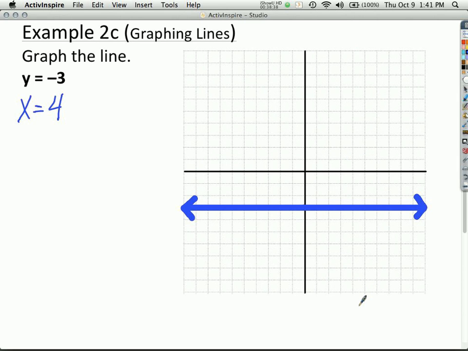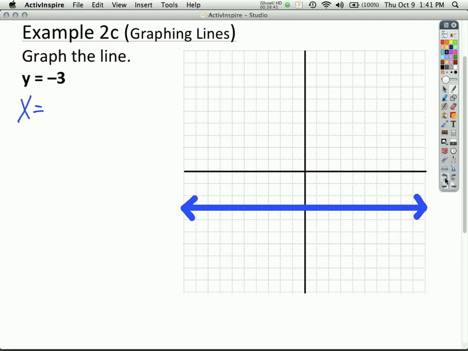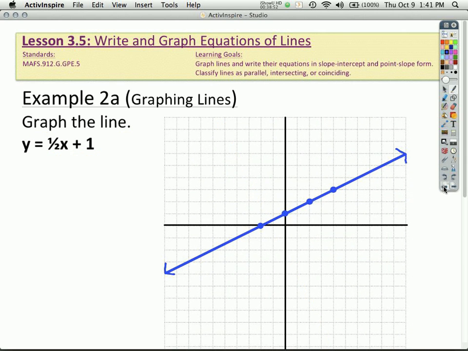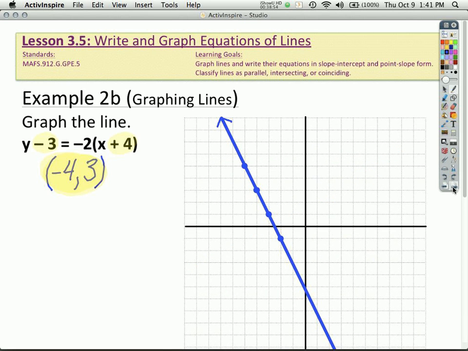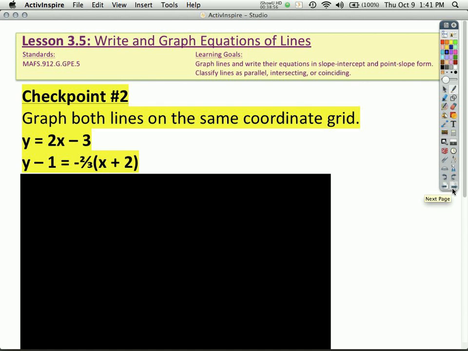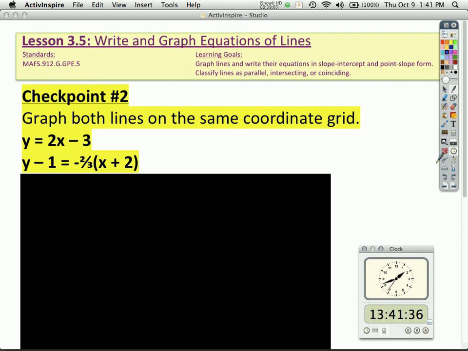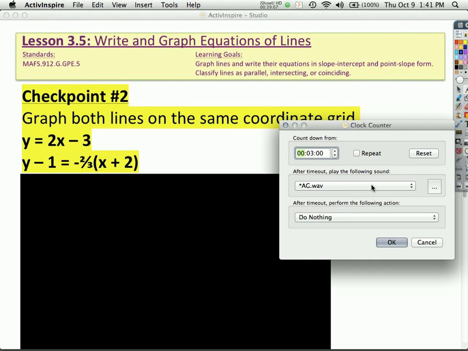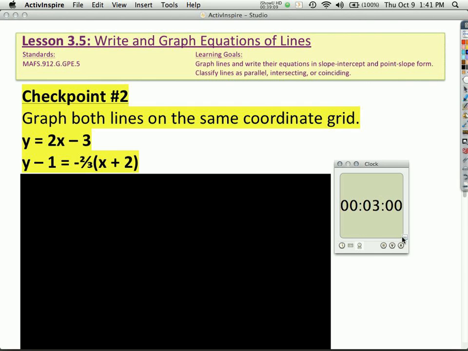Any comments or questions on horizontal, vertical lines? This is going to be important in the near future. Any comments or questions? So now we've seen 3 different graphs. Any comments or questions? Okay, checkpoint number 2. I want you to draw one grid and graph both lines on the same grid. You've got 3 minutes.